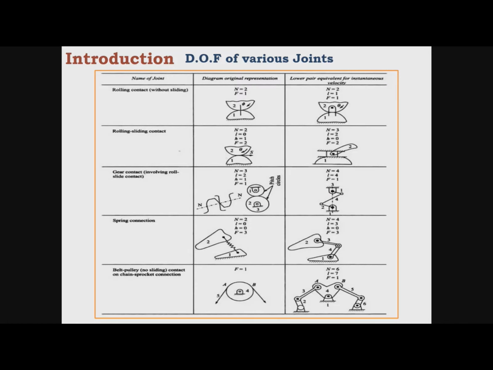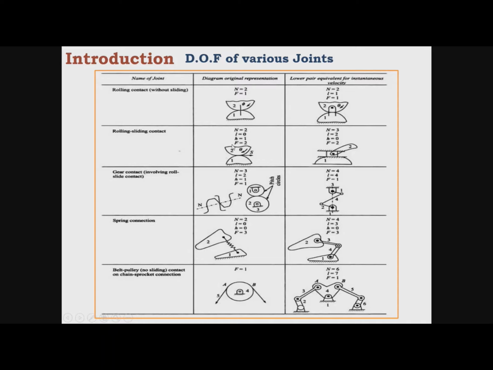Degrees of freedom of various joints. Rolling contact without sliding, we have 2 links 1 and 2, and 2 slides on 1. Without sliding forms a lower pair. Hence the number of links is 2 and the degree of freedom is 1. The equivalent mechanism for this joint is shown here.